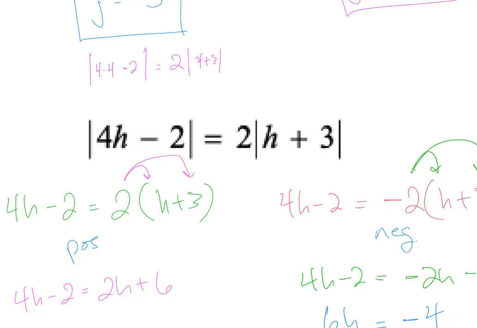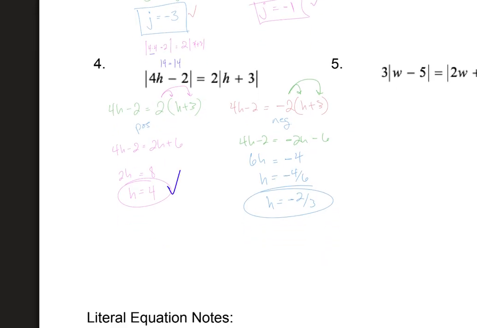Okay, so I'm going to do a little bit of this in my head, just because I know you guys are probably doing it in your head. 4 times 4 is 16. 16 minus 2 is 14, and the absolute value of 14 is 14. 4 plus 3 is 7. The absolute value of 7 is 7. 7 times 2 is 14. Check it out. That one worked.